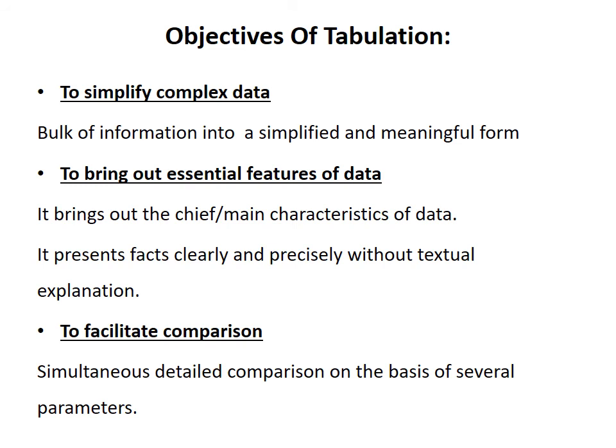There are 5 objectives of tabulation. To simplify complex data, the bulk of information collected by the researcher will be simplified by using different tables in a meaningful manner. The second objective is to bring out essential features of data. It brings out the chief or main characteristics of data. Whatever data we have collected, we have to represent in a proper manner and we should fill the entire table with the main characteristics. It represents facts clearly and precisely without textual explanation.